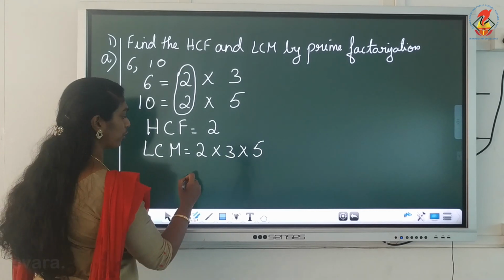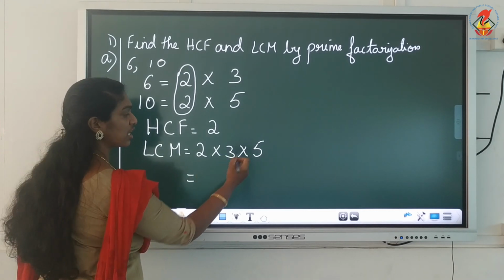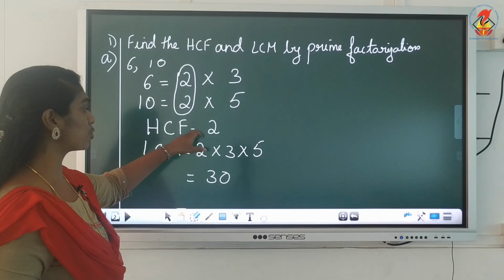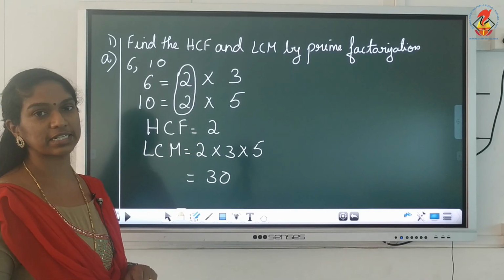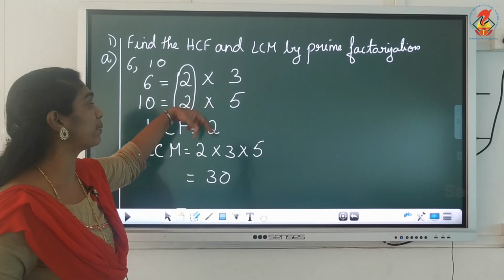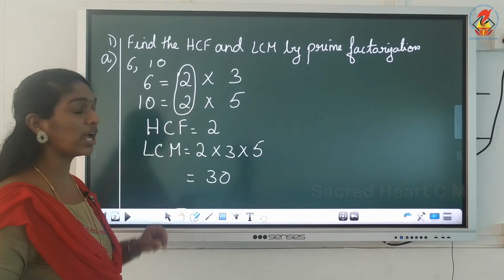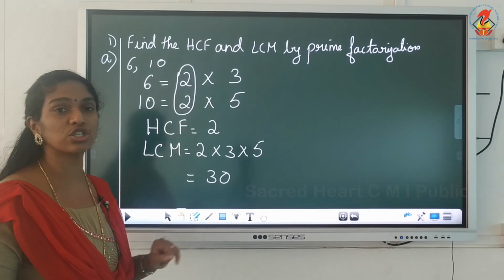Now you multiply what you get. 2 into 3 is 6. 6 into 5 is 30. So my HCF is 2 and my LCM is 30. This is how you calculate the HCF and LCM after you get the prime factorization of the number.